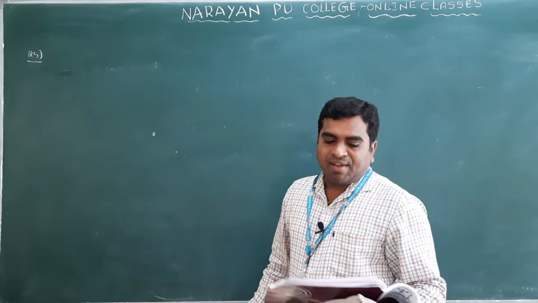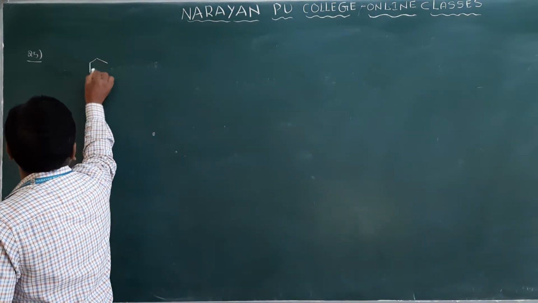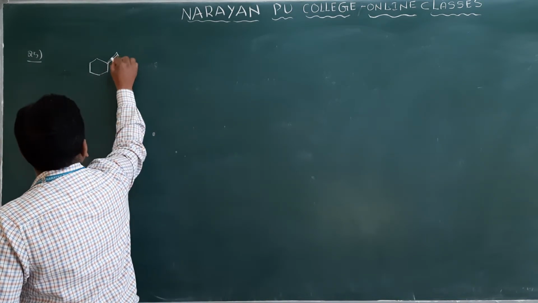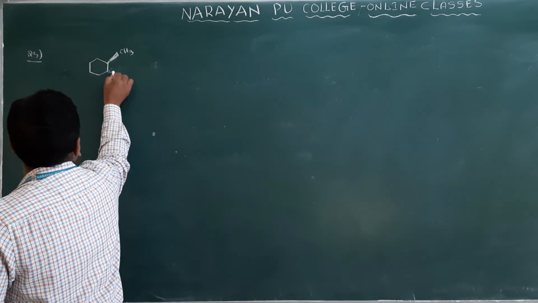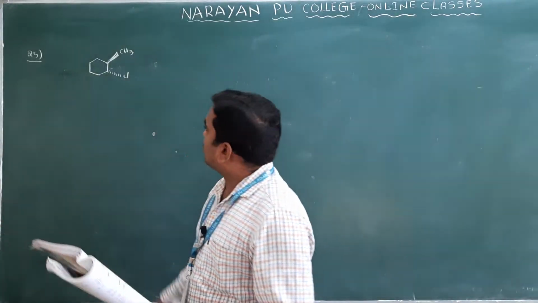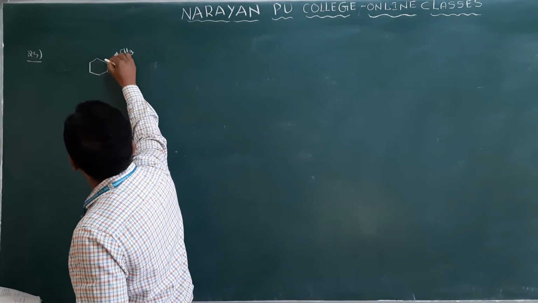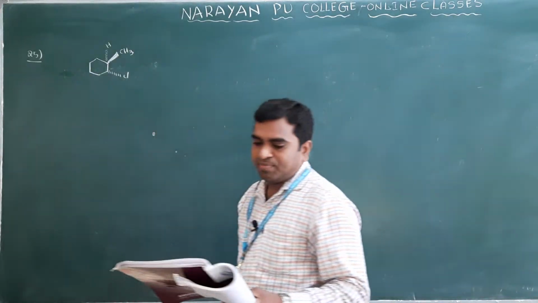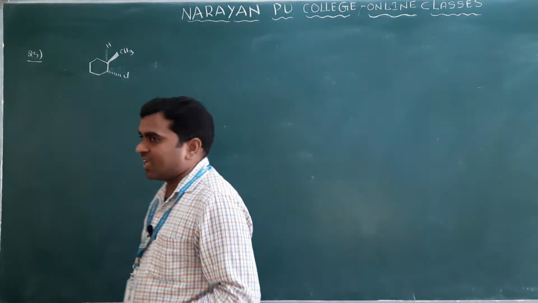Now they have given the compound here. Here CH3 is towards the observer, and this is the chlorine atom. CH3 is present on the front side, and one hydrogen will be on the back side. Now which product will you get, they are asking here.